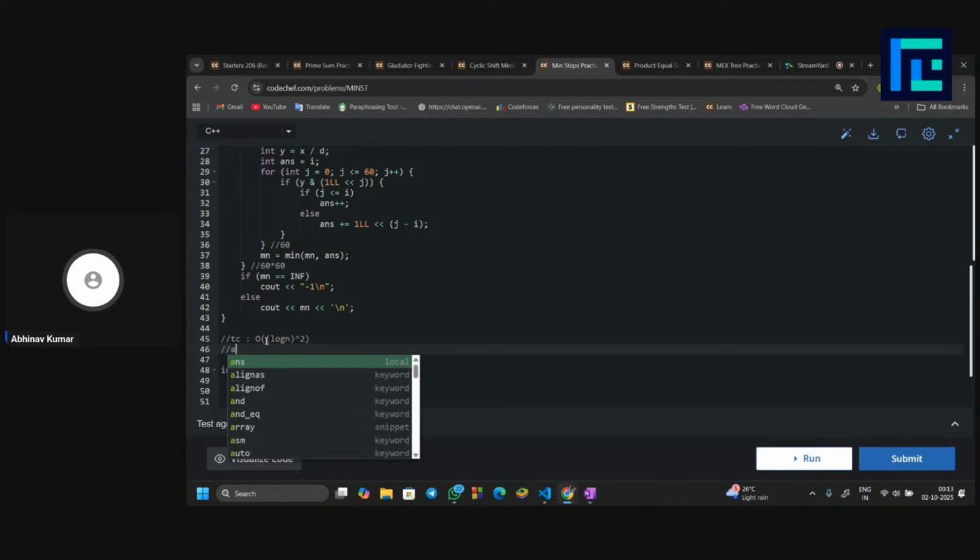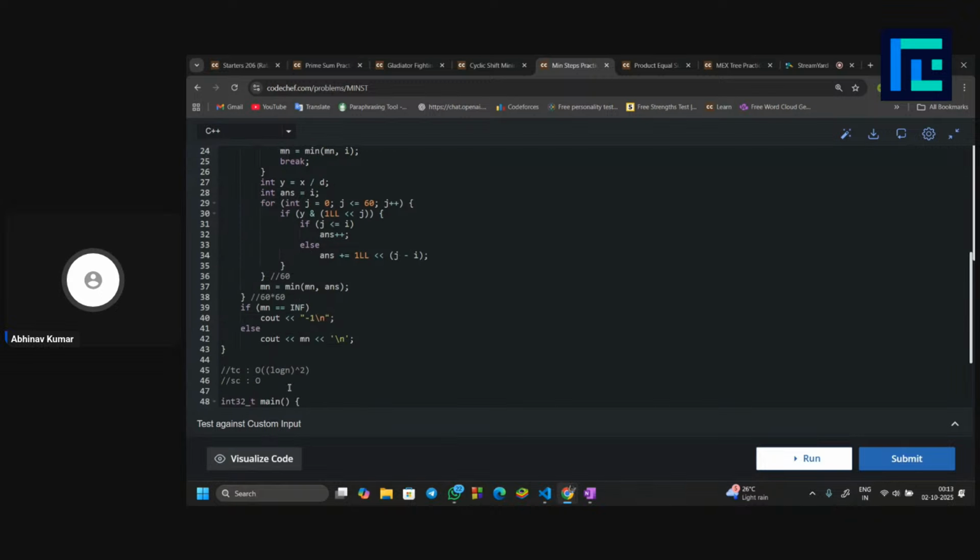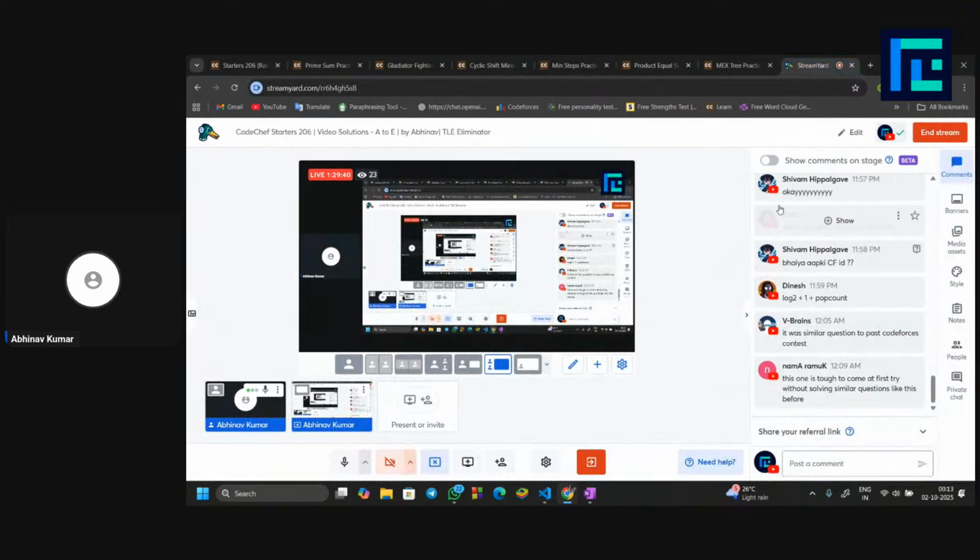And space complexity would be, we are just using these variables, nothing else. So order of 1 space, no extra space required. Okay, so I hope this problem is clear to you. Any doubts in this problem, please ask. So shall we move to the next problem?